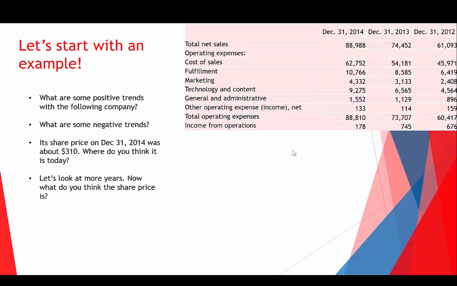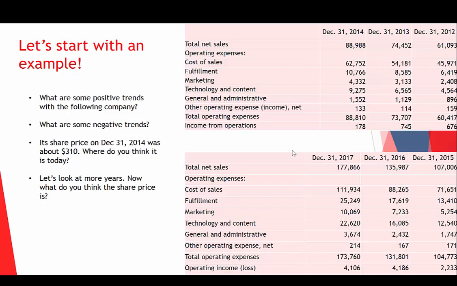Actually, let's quick look at more years. So again, that was 2012, 13, 14. Now I've got for you here an income statement for 2015, 16, 17, and again, these numbers are in millions, so the company's revenue has grown to $177 billion. What do you think now? What do you think about the share price? Very nice sales growth. Maybe a little bit higher than $500, but I feel like you're trapping me.